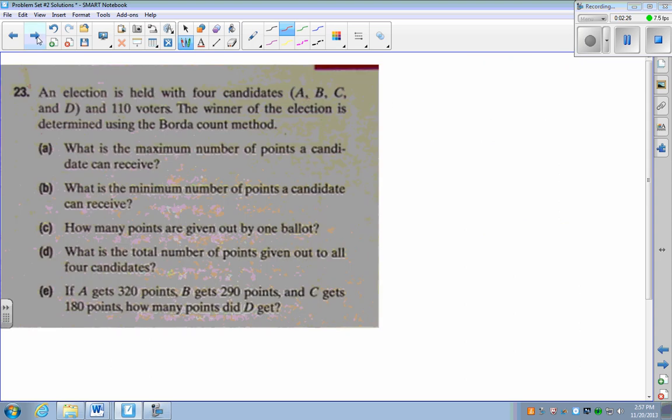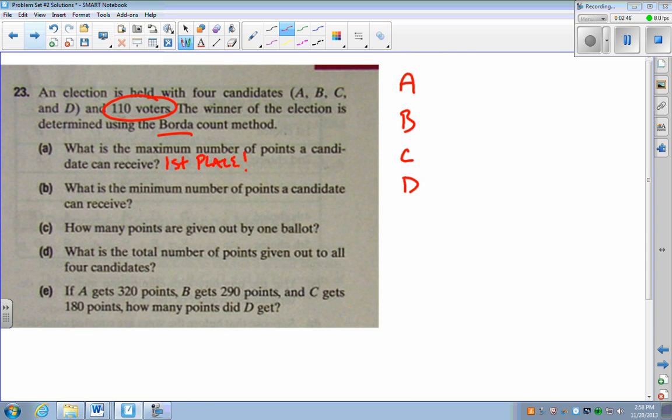Next question. We've seen one of these kind of before. There's 110 voters. There's an A, B, C, and a D on a ballot. We're using Borda count. Maximum number of points a candidate can receive. If they want the maximum number of points, that would be all first place votes. 110 people, 4 points each one, they'd get 440 total points.